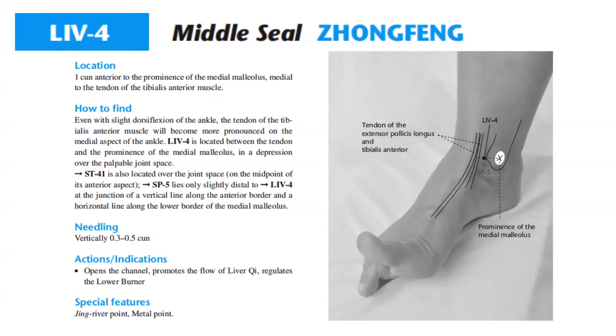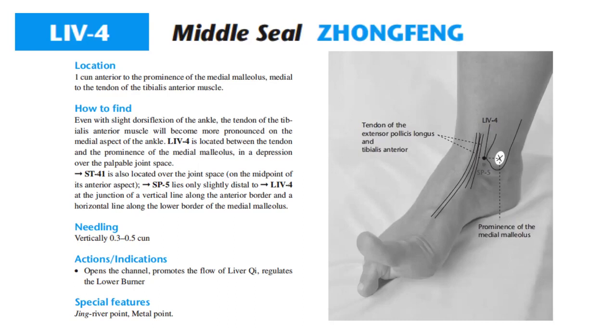Liver 4 is located between the tendon and the prominence of the medial malleolus, in a depression over the palpable joint space. Stomach 41 is also located over the joint space, on the midpoint of its anterior aspect. Spleen 5 lies only slightly distal to Liver 4, at the junction of a vertical line along the anterior border and a horizontal line along the lower border of the medial malleolus. Needling: vertically 0.3 to 0.5 chun.